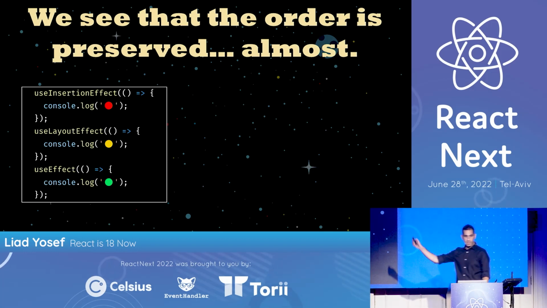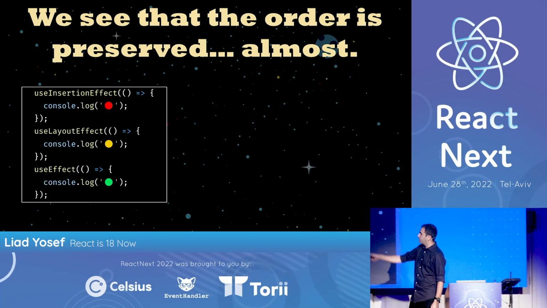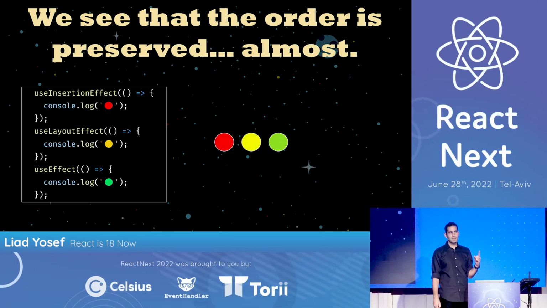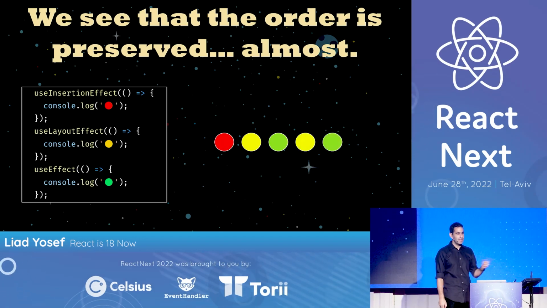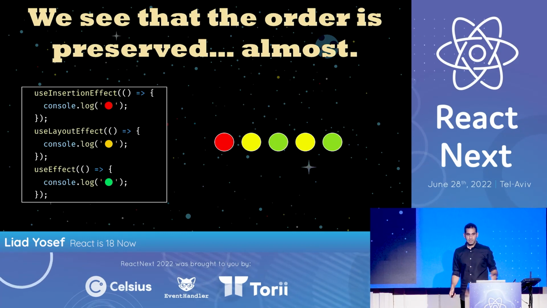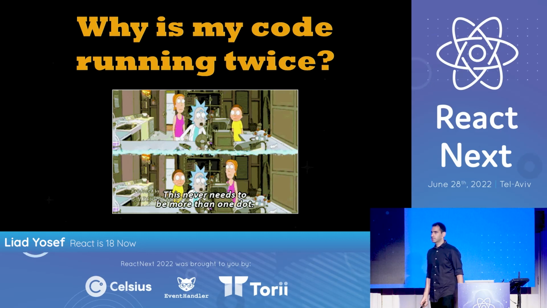Okay, so we can see that the order is going to be preserved. Almost. If we do useInsertionEffect, useLayoutEffect, useEffect, we will see something like that, right? This is what we expect. But in React 18, we'll also see another fire of useLayoutEffect and another fire of useEffect, which makes you wonder, why is my code running twice? Why are my effects running twice?